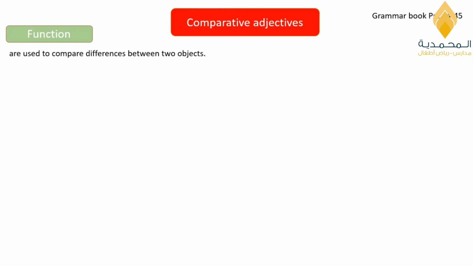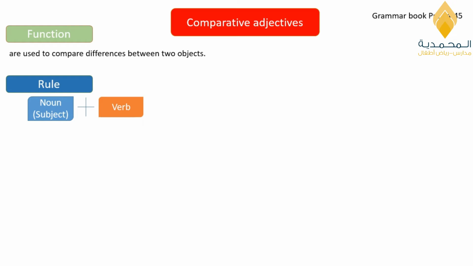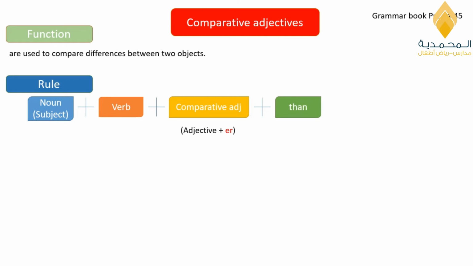Let's see the rule. The first thing we have is the noun, which is the subject, then the verb, after that the comparative adjective, and we add er to the adjective, then we put than, and finally a noun, which is an object.